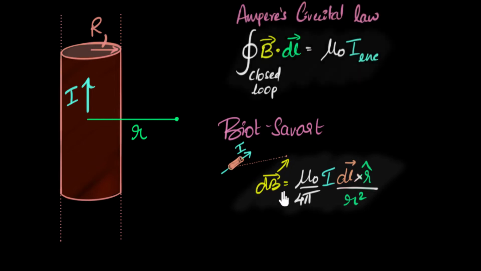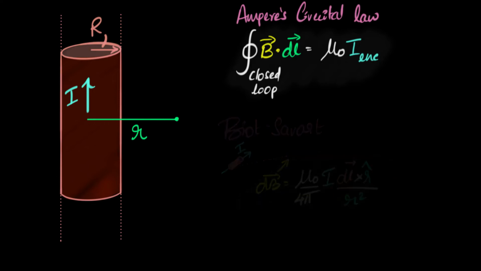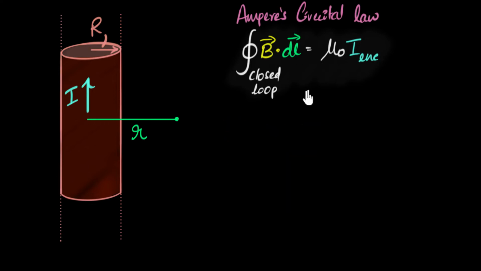To use Biot-Savart, we have to take this entire conductor and divide it into tiny, tiny pieces and calculate the magnetic field due to each piece, because that's what Biot-Savart does. And then you have to add all of that up. And this is a very long conductor, meaning you have to integrate. This is going to be a nightmare. So not going to use Biot-Savart at all. But instead, we'll use Ampere's circuital law.